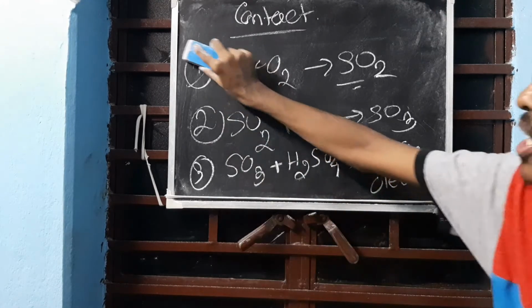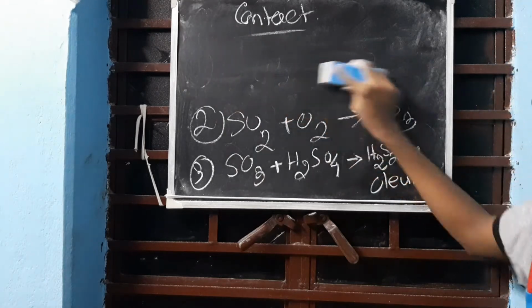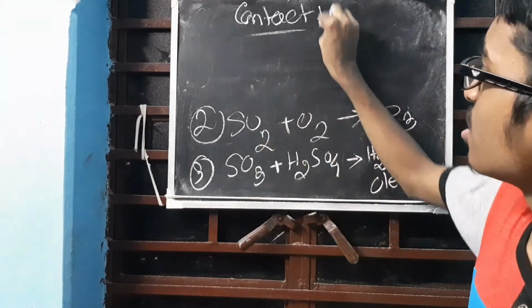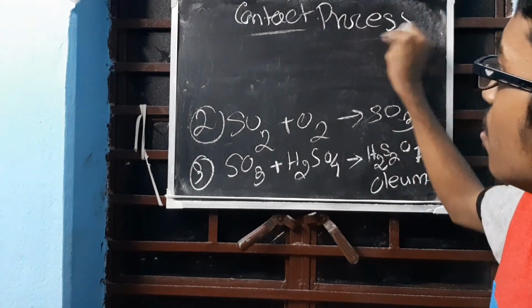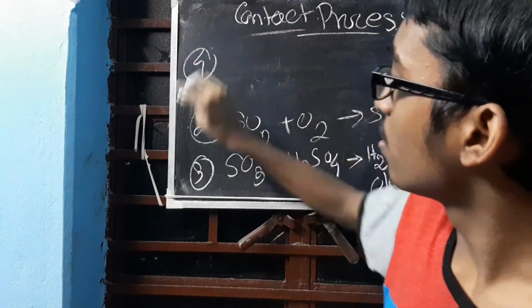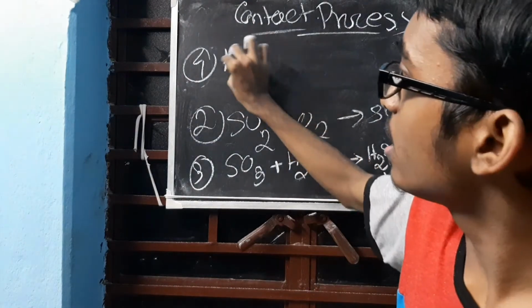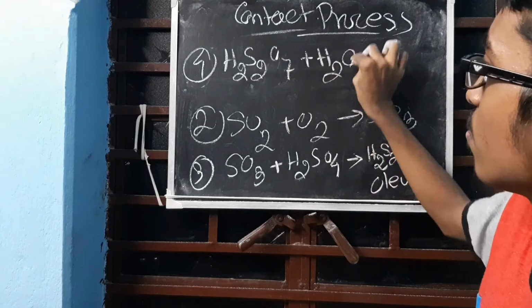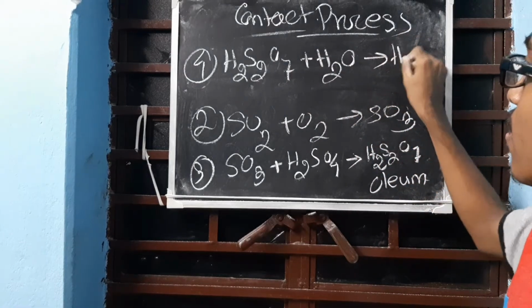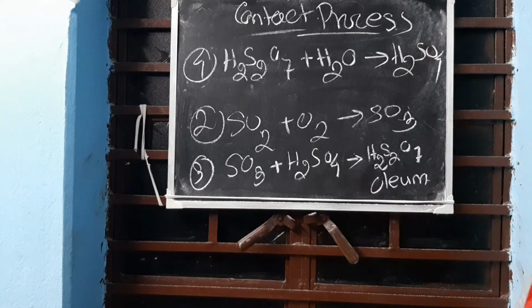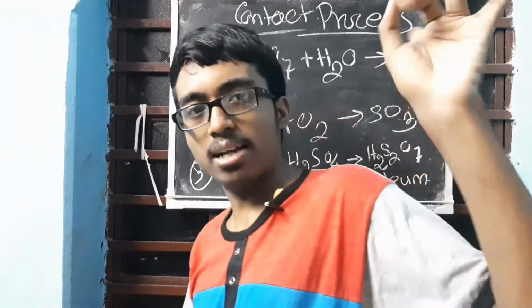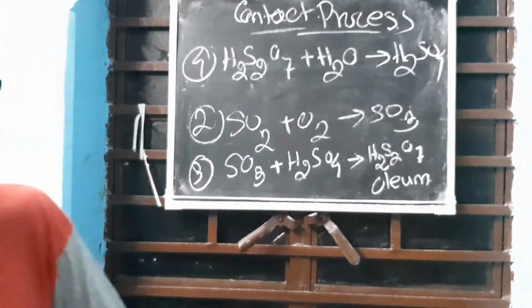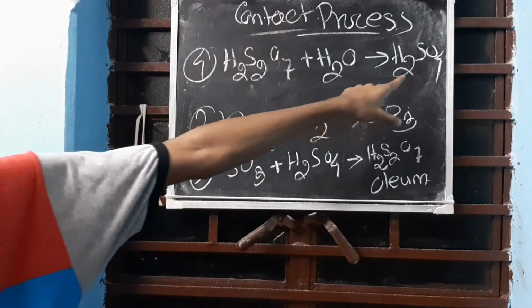Clear? Fourth step. They said contact process, otherwise you will think contact only. Contact process. Number 4, oleum got, we will dilute it. That step is called dilution of oleum. So 4 steps done, 4 reactions done. Contact process complete. The contact process resulted in the formation of H2SO4.